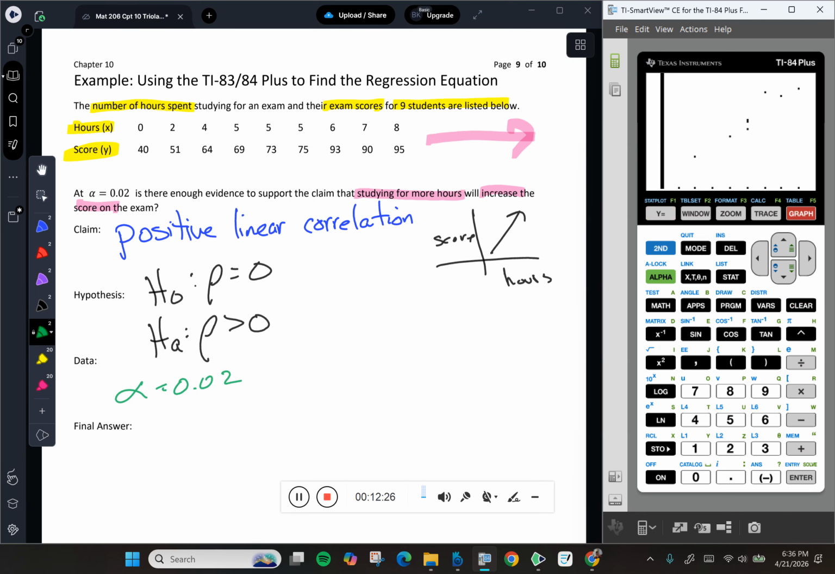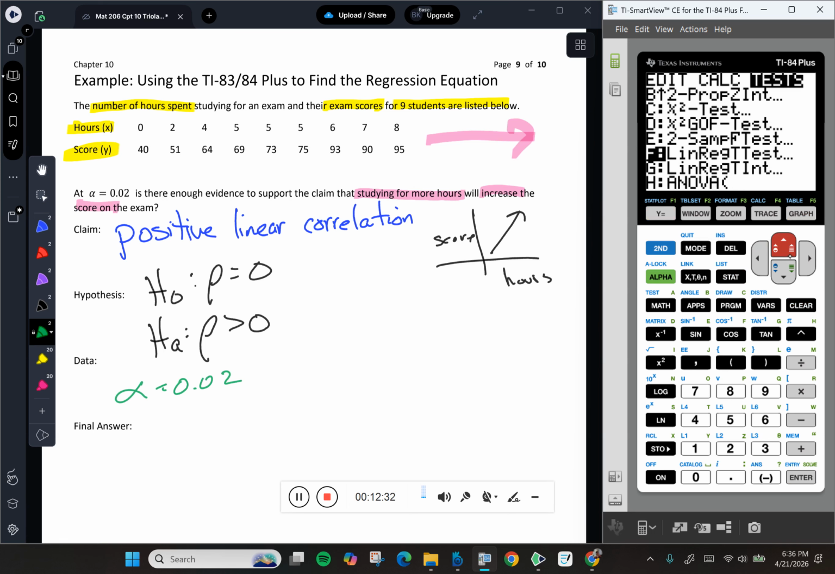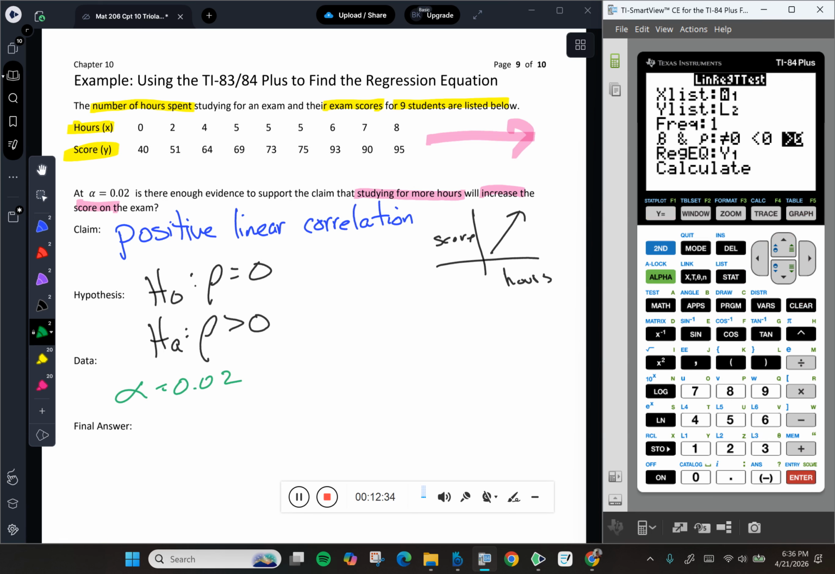Yeah, that data doesn't look too bad. It looks pretty linear, so let's run the test. So stat, test, linreg t-test. X's are in list 1, that's good. Y's are in list 2. Frequency is a 1. My alternate is greater than 0, so that's good. I'm storing the equation in y1, that's good. And I'll go ahead and calculate.